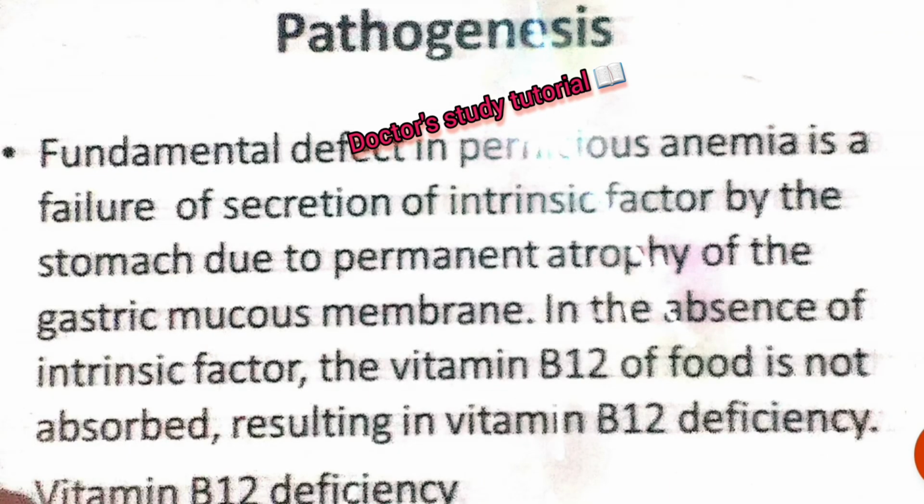Then the pathogenesis. The fundamental defect in pernicious anemia is a failure of secretion of intrinsic factor by the stomach due to the permanent atrophy of the gastric mucosa. In the absence of intrinsic factor, the vitamin B12 of food is not absorbed, resulting in vitamin B12 deficiency.